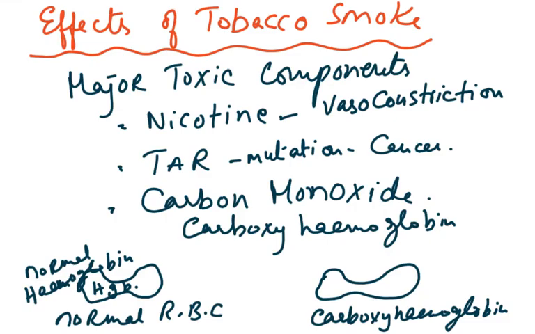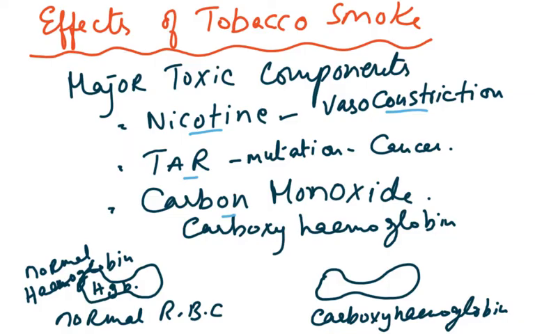The next topic is effects of tobacco smoke. Now, for the effects of tobacco smoke, we've got to discuss people who smoke, inhale. Tobacco is a plant, and actually what you have in the cigarettes is the leaf of the tobacco, which is crushed, and you smoke that. It contains major toxic components: number 1, nicotine, number 2, tar, and number 3, carbon monoxide. Now, nicotine is addictive. It makes you feel good, but it results in vasoconstriction of the blood vessels.